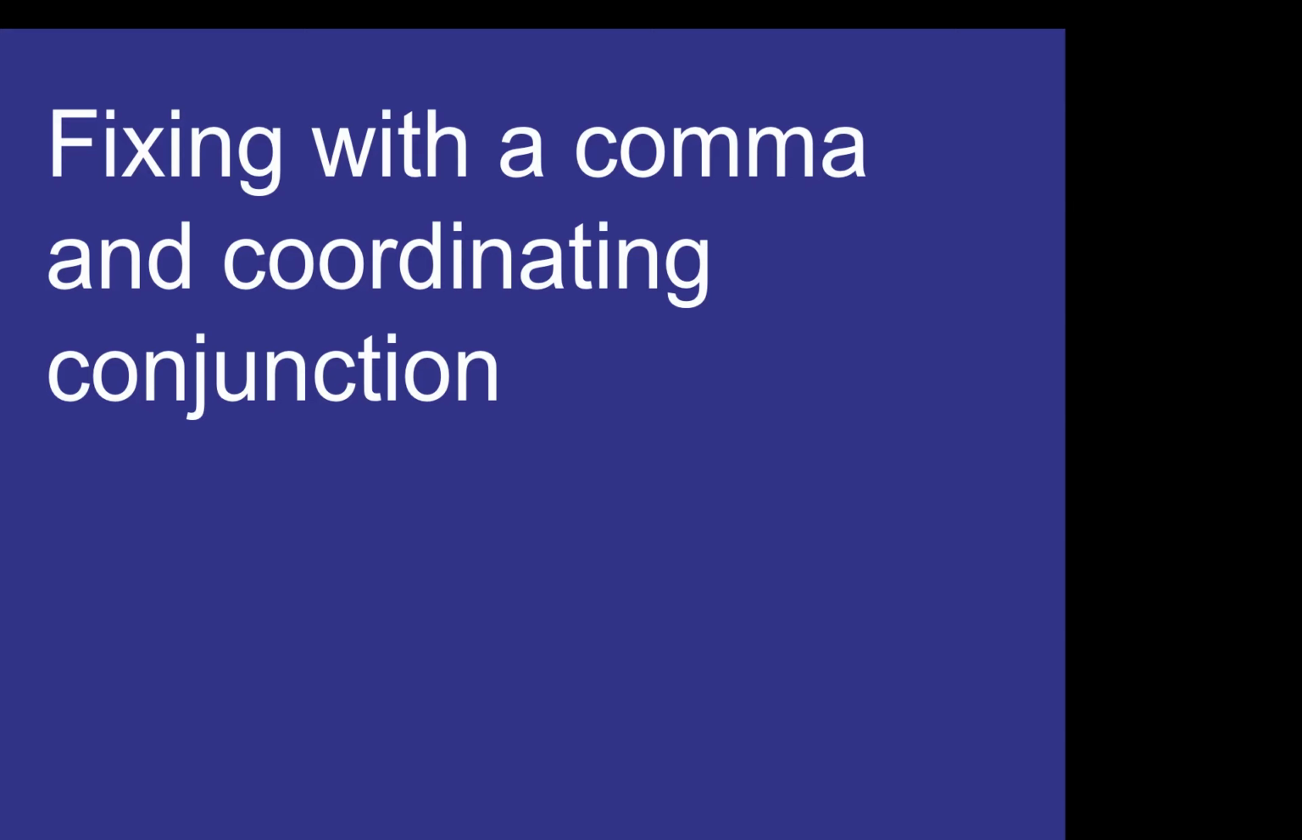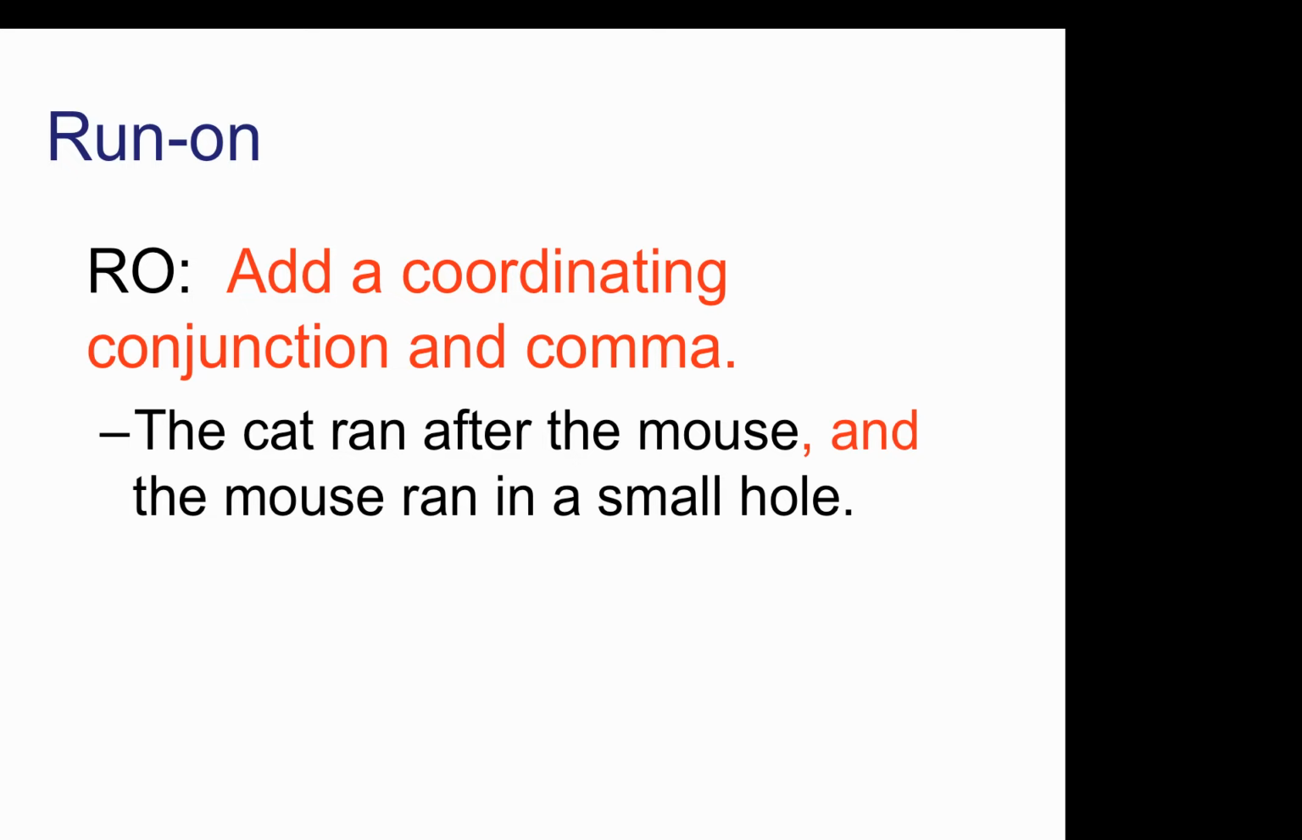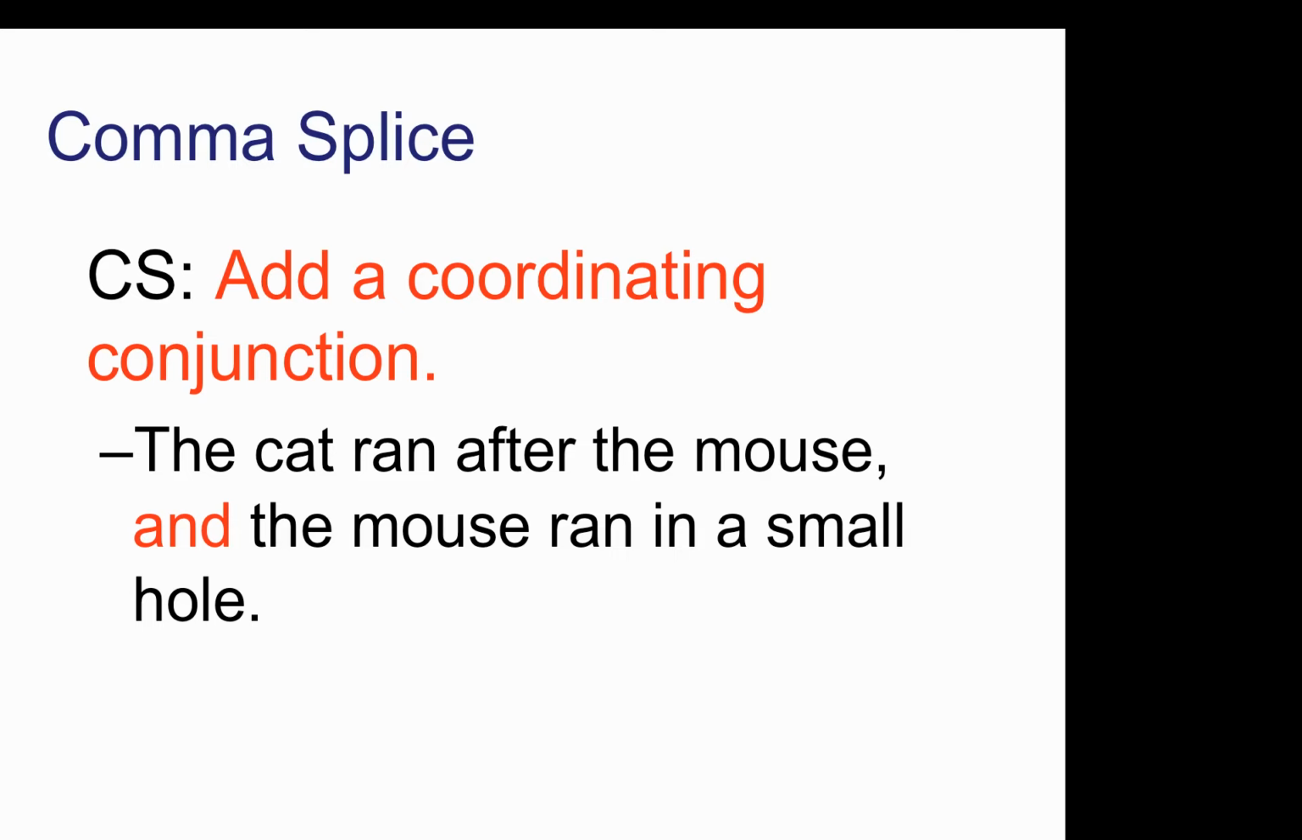We can also fix with a comma and a coordinating conjunction. And the coordinating conjunctions are and, or, but, so, for, yet, and nor. Or FANBOYS, if you want to remember them that way. With a run-on, we add a coordinating conjunction and a comma. The cat ran after the mouse, comma, and the mouse ran in a small hole. With a comma splice, we simply have to add a coordinating conjunction.